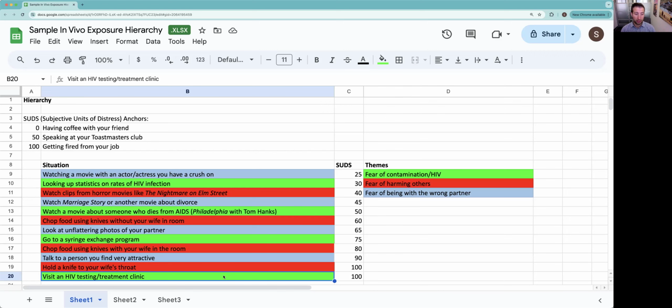Every exposure that you do on this hierarchy should be linked to something that you want to be able to do in your life. You want to be able to watch whatever movie you want to watch. You want to be able to cook with your wife. You want to be able to go about the world without avoiding any place where you could possibly run into HIV, for instance. Exposure is really hard work, but we always want to be doing it with an eye on how it's going to improve our life.